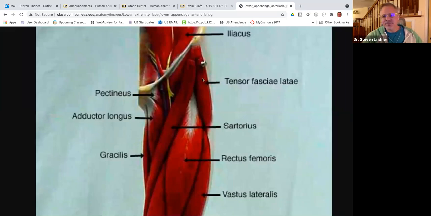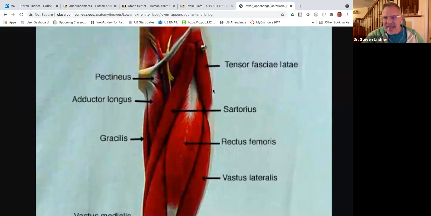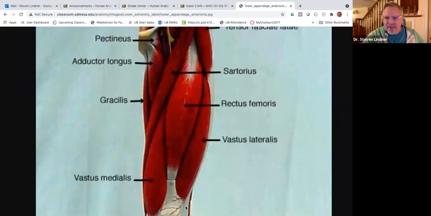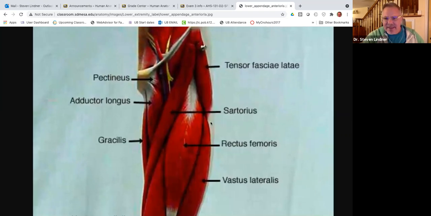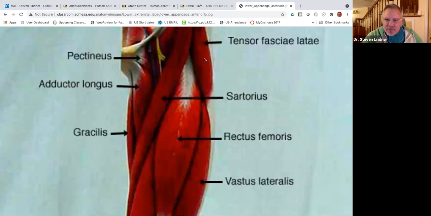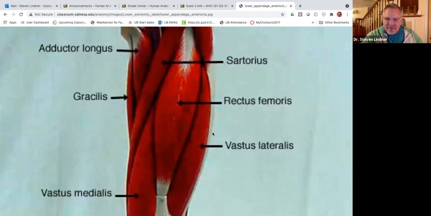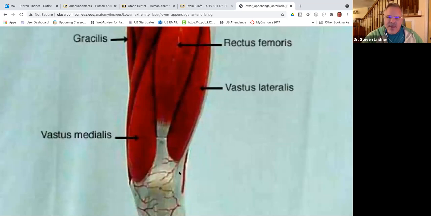The TFL, although it originates on the ASIS, it inserts on this long, broad band or tract that is on the lateral side of the leg. And this tract, it's kind of camouflaged because it looks like it blends in with the background a little bit. But if we hone in and look carefully, we can see where the TFL ends right around here. There's this long band that comes around the outside of the leg, and outside of the thigh, I should say, and attaches here to the tibia.